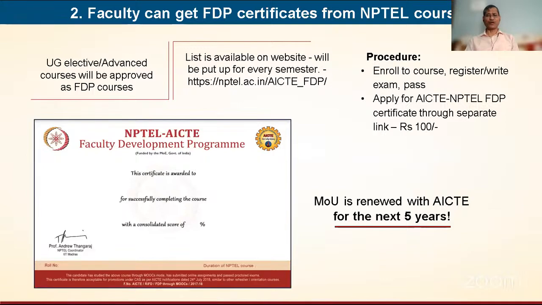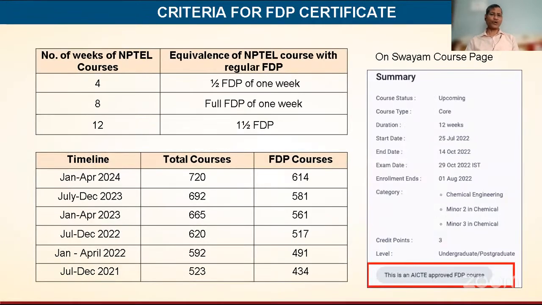For the faculty development programs, if the course is approved for FDP purposes, the faculty can complete the course and, on completion, get an FDP certificate by paying the requisite fees. This is how a sample FDP certificate looks like. The screenshot is before you. A 4-week course is equivalent to half FDP of 1 week, 8-week courses are equivalent to a full FDP of 1 week, and 12-week courses are equivalent to 1.5 FDP. On the SWAYAM course page, in the summary section, it is written whether the course is approved for FDP purposes or not.